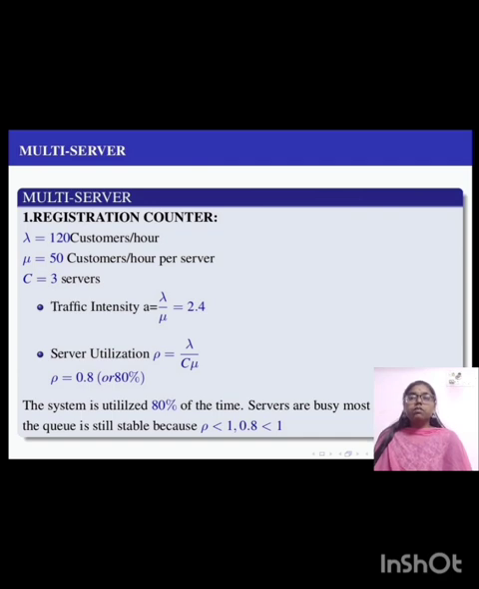Next, server utilization: rho is equal to lambda divided by C mu. So the system is utilized 80% of the time and the servers are busy most of the time. The queue is still stable because rho is less than 1. So the rho value 0.8 is less than 1, and the queue is still stable.